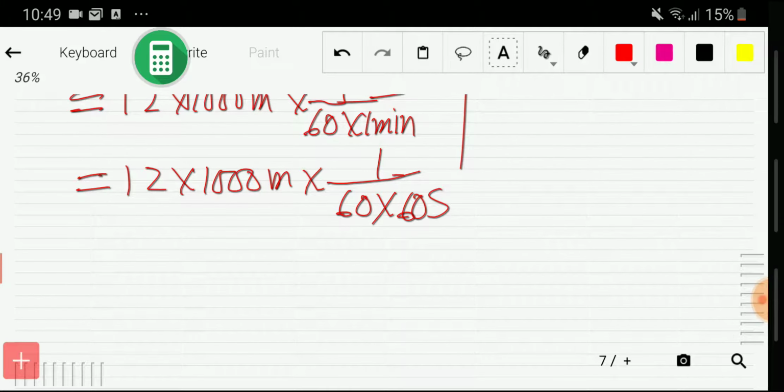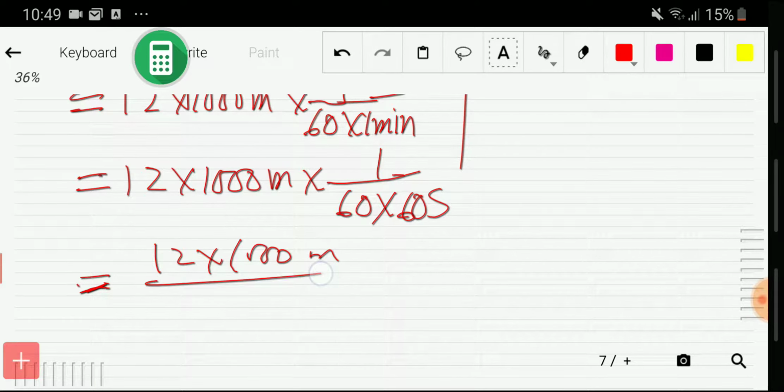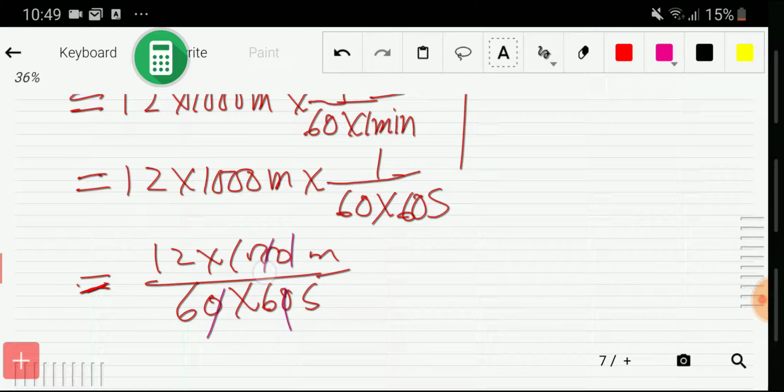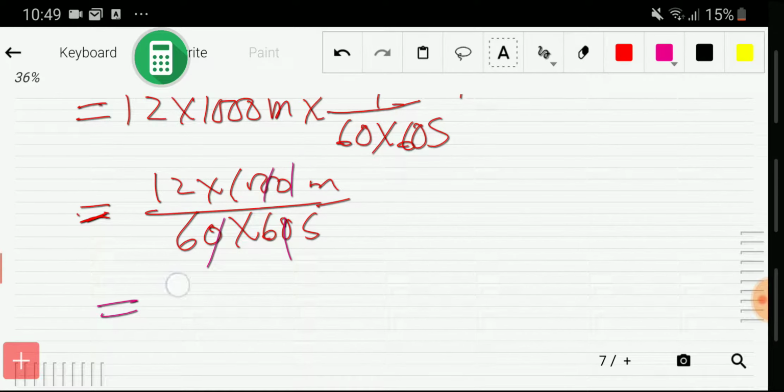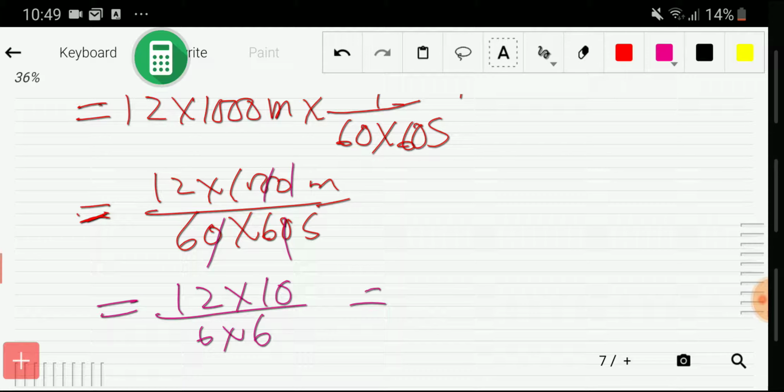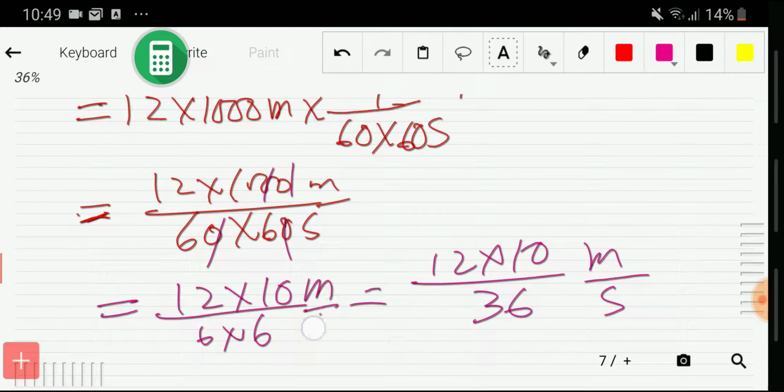Now we have been able to convert 12 kilometer per hour to meter per second. So let me rewrite everything: 12 times 1000 meter divided by 60 times 60 second, right? So this 0 with this 0, this 0 with this 0 will cancel each other, and we are getting 12 times 10 divided by 6 times 6, that is 12 times 10 divided by 36 meter per second, right? Look at here, we have meter per second.